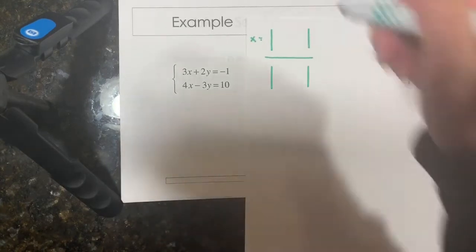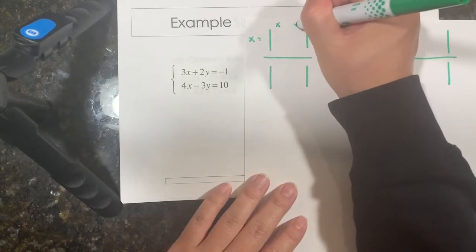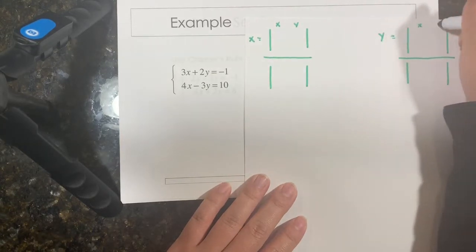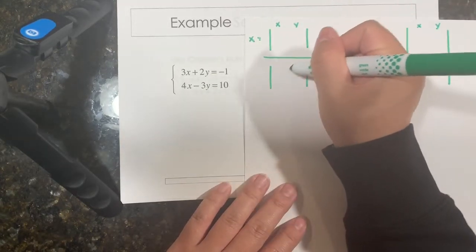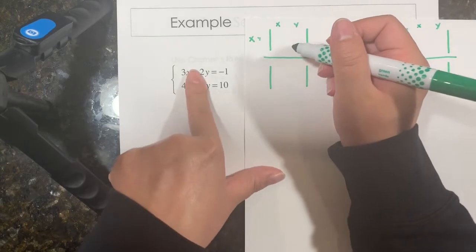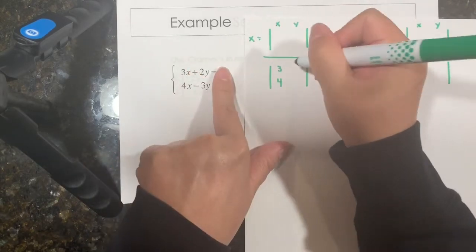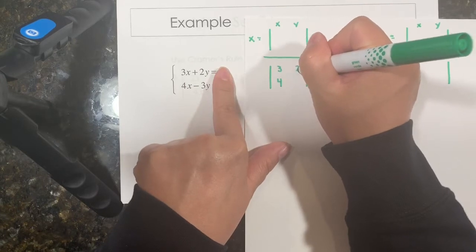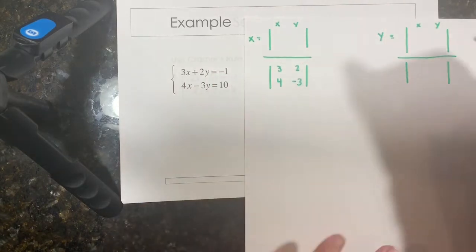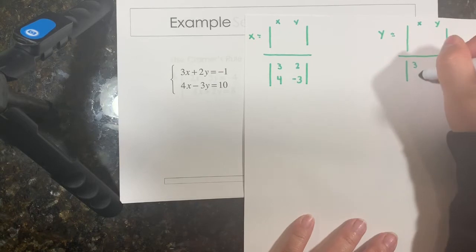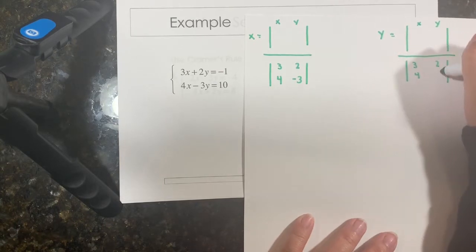Now, I like to think of this as my x column and my y column. My coefficients go here for x, so this would be 3, 4. And for my y column, it will be 2, -3. That's going to be the same for both, so 3, 4, 2, -3.